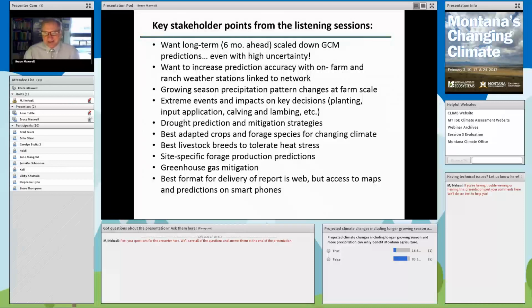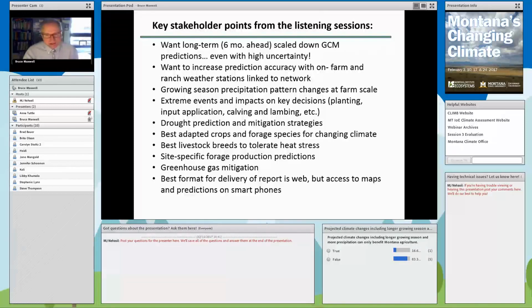Growing season precipitation pattern changes at the farm scale. Again, coming from weather stations and from a network, and they start to get predictions that they can be a little more confident about, at least on a daily basis, and know something about extreme events and impacts on key decisions. Planting, input application, calving and lambing times, those kinds of things would be quite useful to them. Drought predictions and mitigation strategies. Clearly, that's a fairly obvious one, and they've dealt with drought in a big way over the past 30 to 50, well, forever in agriculture in Montana, but certainly most of them remember keenly those last droughts.